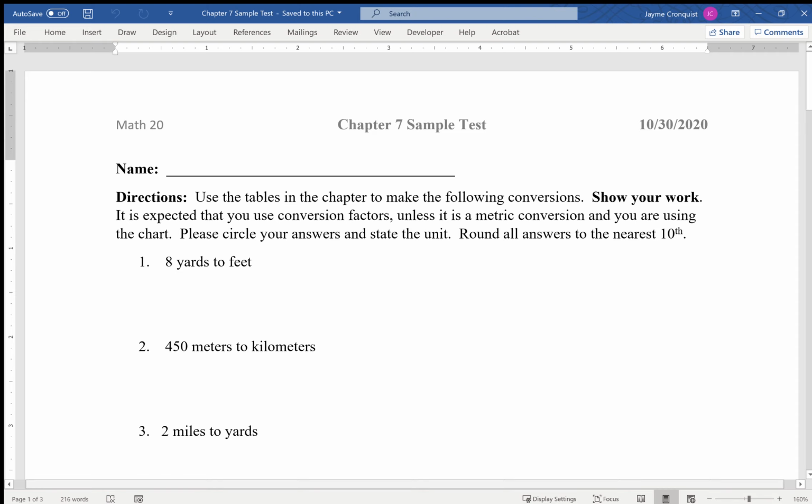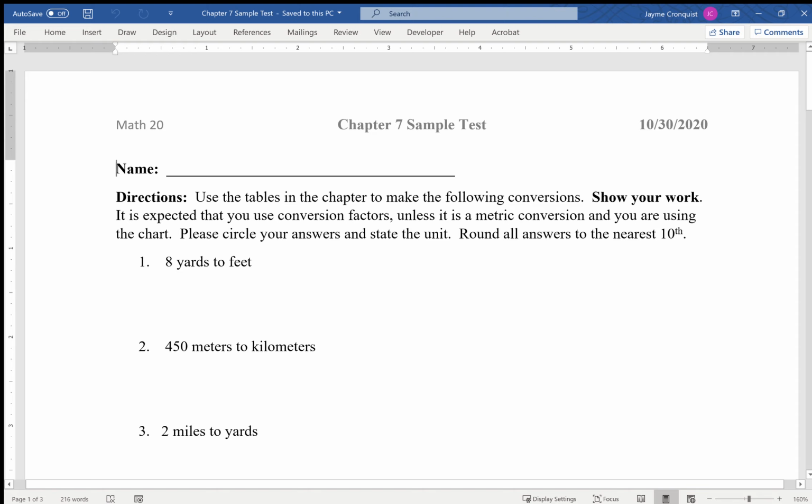All right, use the tables in the chapter. That's your conversion chart that I'm giving you on the back of your schedule. Show your work. It is expected that you use conversion factors. I want you to use what we've been learning with the little big giant fraction thing, unless it's a metric conversion and you're using the chart. Okay, we will use the chart for metric conversions.